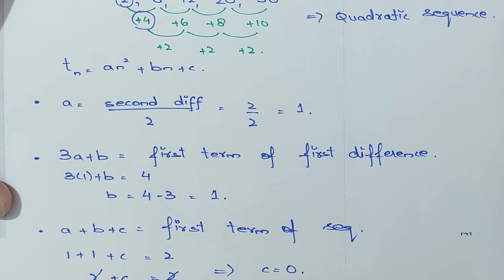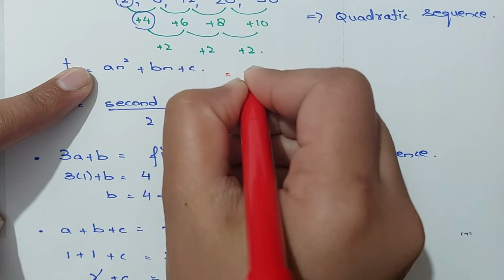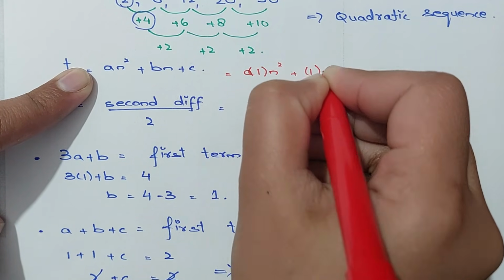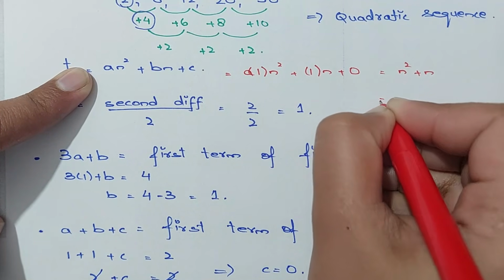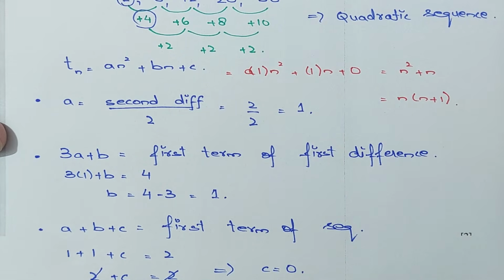Now plug all the values back into this equation. So a is 1, so 1 into n square, b value is 1 into n, and the c value is 0. This is n square plus n, or we can say n into n plus 1. This is the nth term of the sequence.